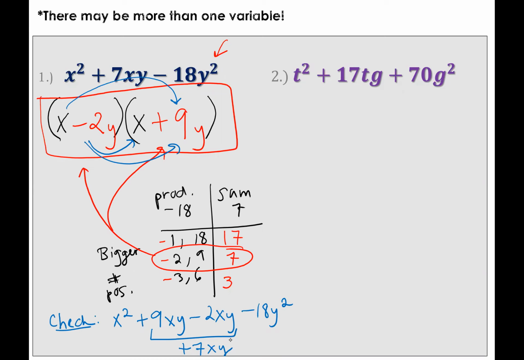So let's try number 2, very similar. T squared plus 17tg plus 70g squared. Okay, so t times t is t squared. I am going to have that g at the end, or I can fill it in at the end of the problem if I'd rather not put that second variable yet. So maybe we can just temporarily ignore it and just focus on our numbers. I need my last two terms to have a product of 70 and a sum of 17.